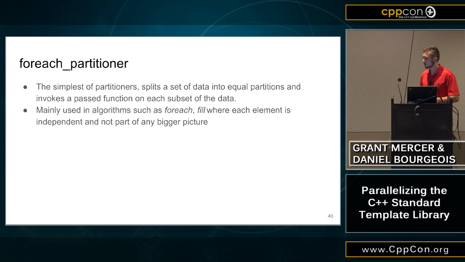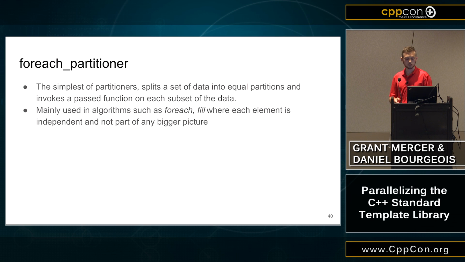Our first partitioner is the for each partitioner, and this is the simplest of them all. What it'll simply do is take a range. It will chunk up that range into equal partitions as defined by the amount of cores you have in your computer, or if you specify a certain chunk size. And it will apply some function f on each chunk. So it's used in a lot of our really simple algorithms, like implementing for each, for example, of course.